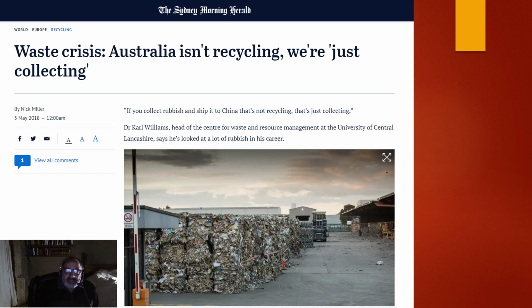And so it just heightened the issue that the developed world generates a lot of garbage, but up until recently weren't prepared to deal with the garbage. They said, let's find a developing country and let them deal with it. No longer the case.